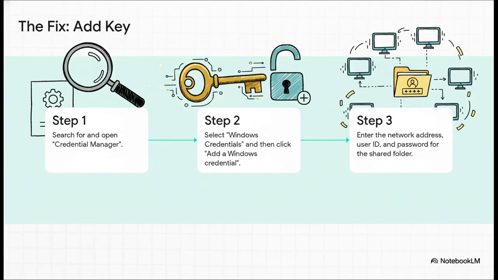The solution here is, believe it or not, surprisingly simple. We're going to manually give your computer the key before it even tries to open the door. So, just pop open your Start menu and search for Credential Manager. Once you're in there, click on Windows Credentials, and then add a Windows credential. In this box, you'll type in the network name of the computer you're trying to reach, and then the username and password for that shared folder. It's basically like pre-authorizing the connection, and you know what? It works like a charm.